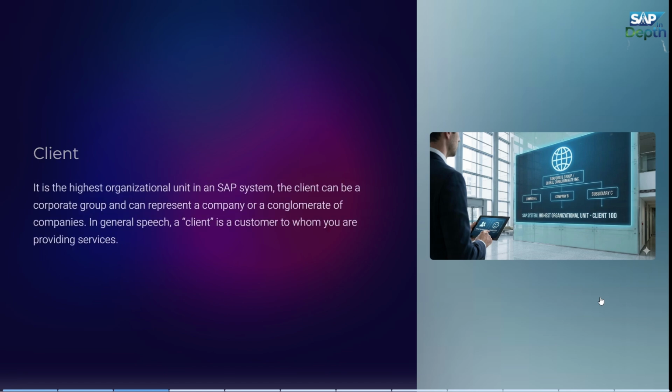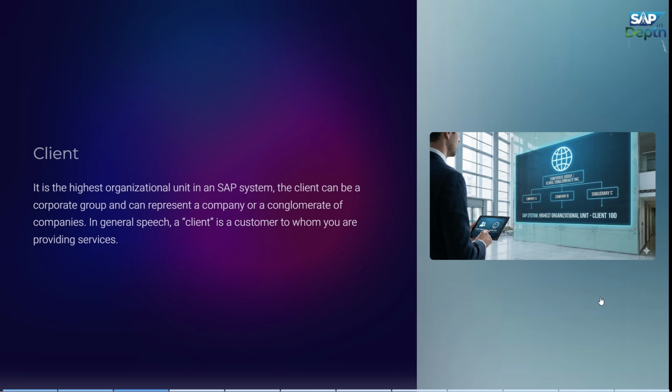Starting at the top, it is the client. It is the highest organizational unit in an SAP environment. It represents a corporate group, a single company, or even a conglomerate of companies. For example, imagine a massive group like Volkswagen or Apple or Tata. The entire group would be one client.